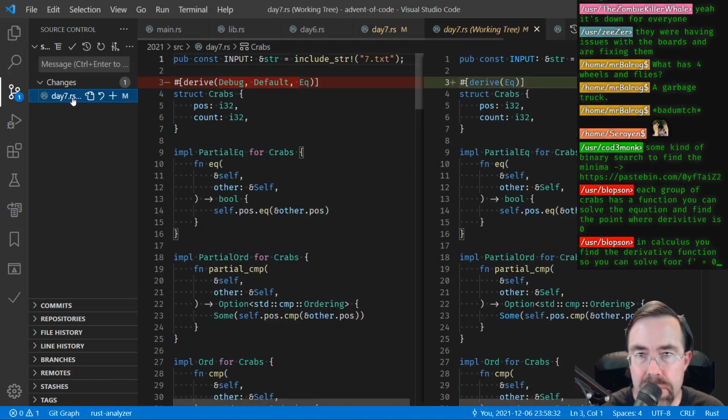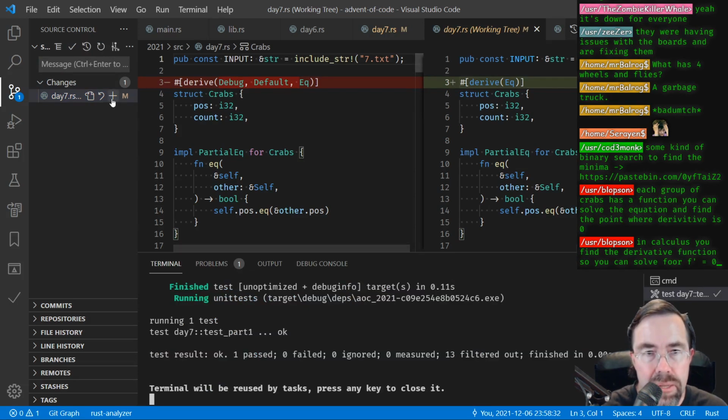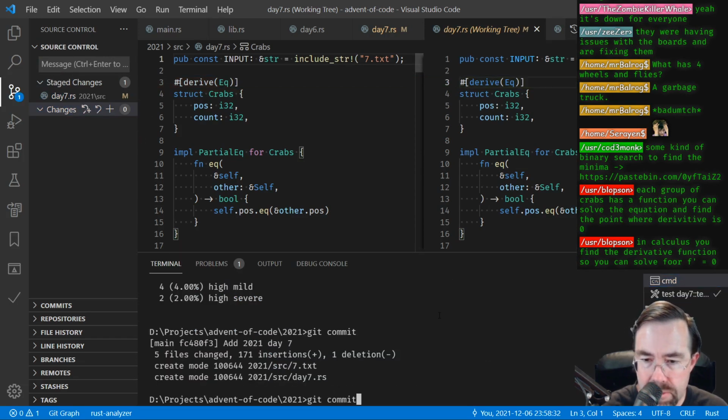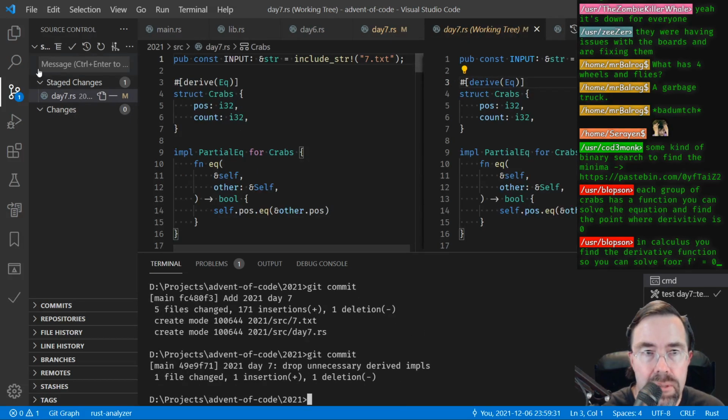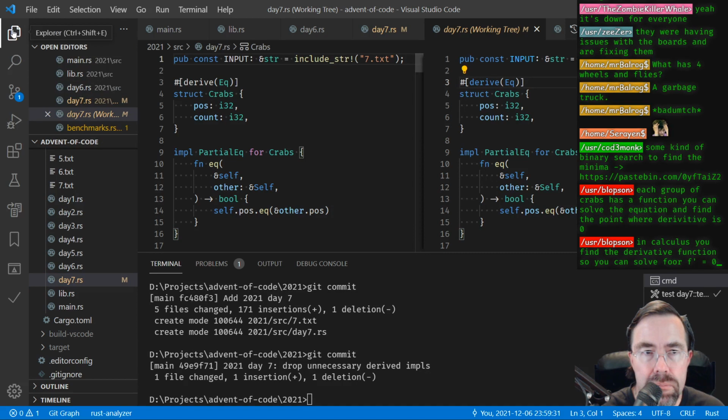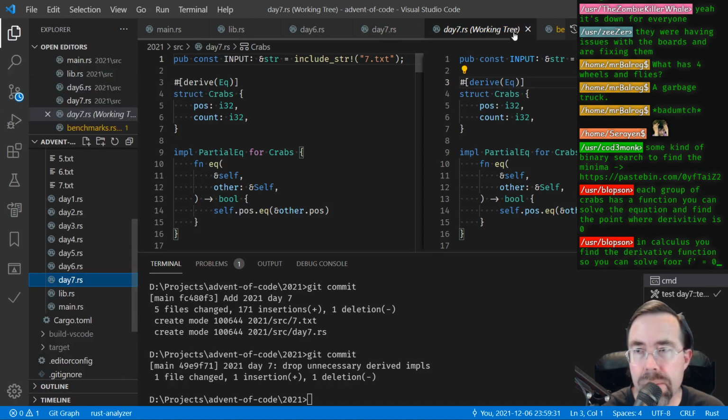Did I end up changing something? Okay, yeah, so I don't need that mostly because I never construct a default crab group anymore, and debug, we don't do any debug printing. So sure, add that. Drop on 2021 day 7, drop unnecessary derived impls. All right. Okay.